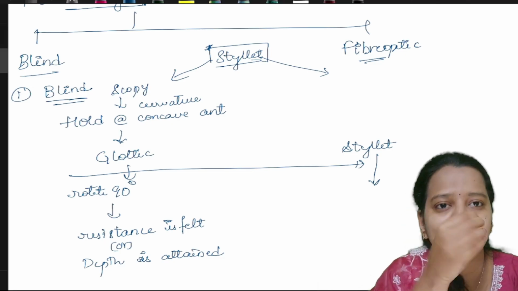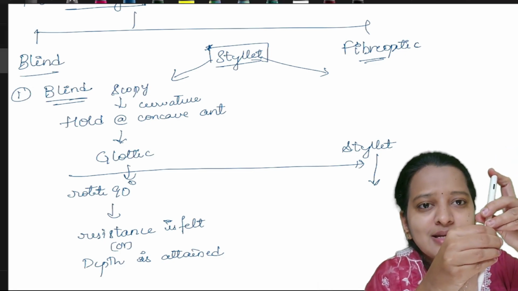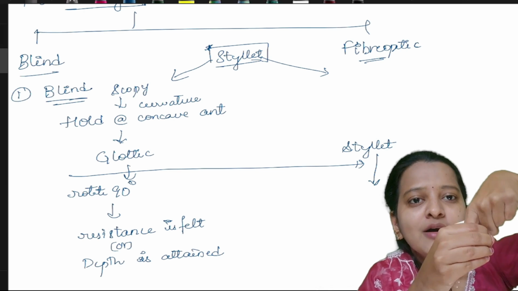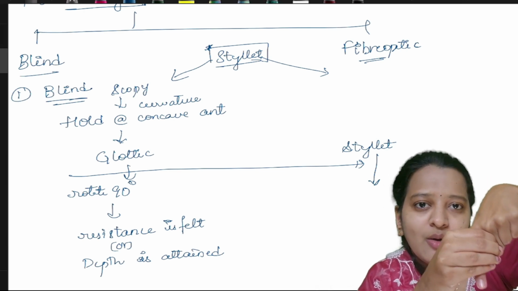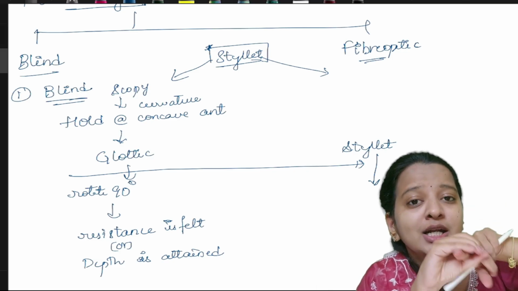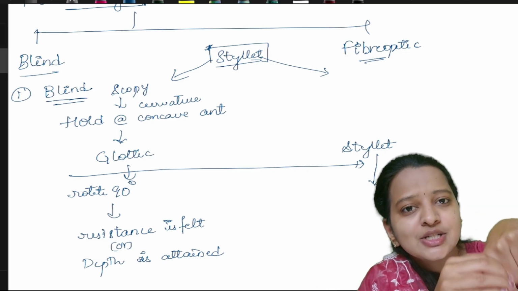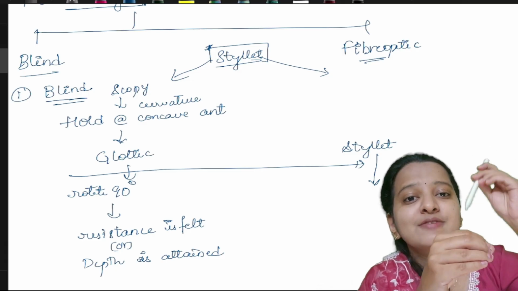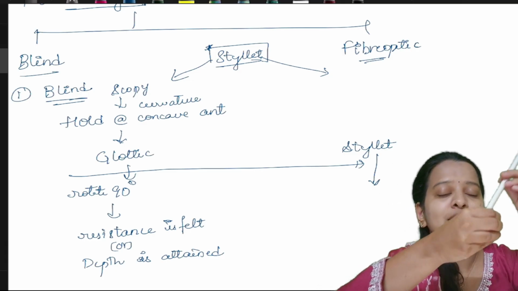Suppose this is the DLT, and till now there is a stylet. Now you will remove the stylet and keep the fiber optic bronchoscope here. Your flexible fiber optic bronchoscope will be inserted into the tube, and the insertion depth is guided by this fiber optic. So this is the DLT. I'm removing the stylet.